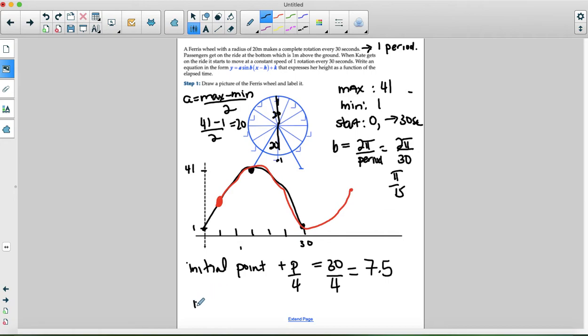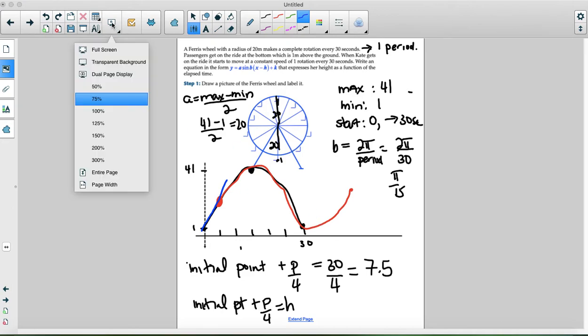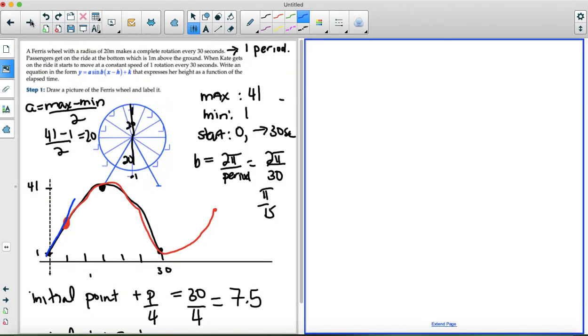So initial point plus period over 4 is equal to your h for the sine function. The cosine function would have been from here all the way down. So let's look at what that is going to look like in terms of a graph of an equation. So we're going to have y is equal to a, which we said is going to be 20, sine of the b, and then x plus or minus 7.5 plus k.